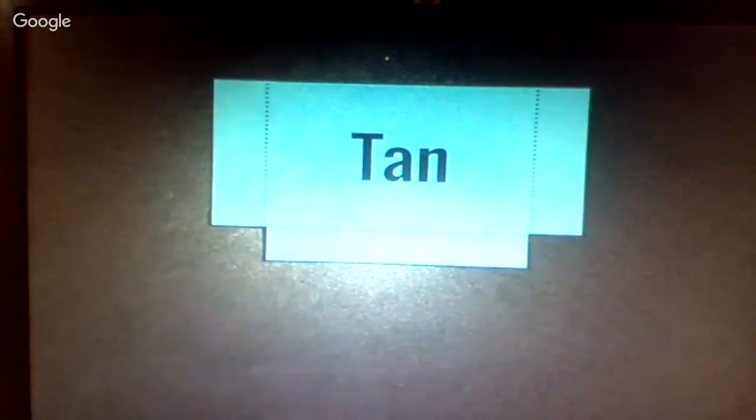Okay, so each one of your pieces is going to look like this when you cut it out.